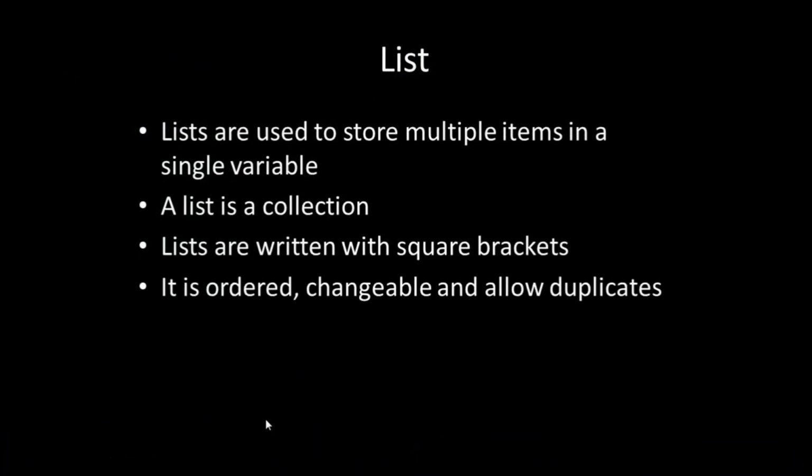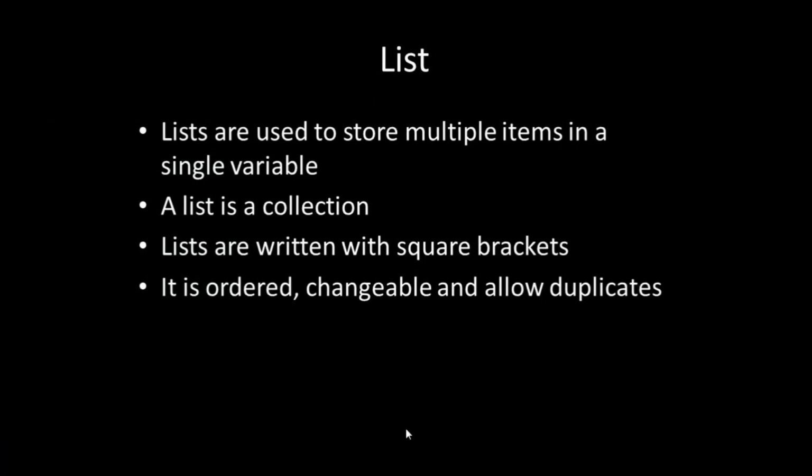It is ordered, changeable, and allows duplicates. Ordered means the order of the items in a list is as per their creation. Changeable means you will be able to change the value of a list item. Allow duplicates means it allows you to have the same item multiple times in a list. Whereas if you see the dictionary, it doesn't allow duplicates, whereas list allows duplicates.